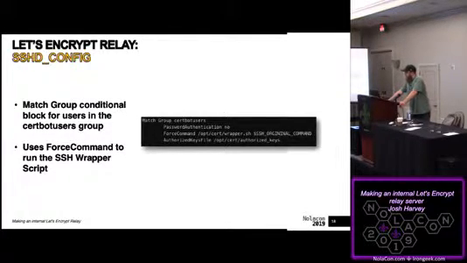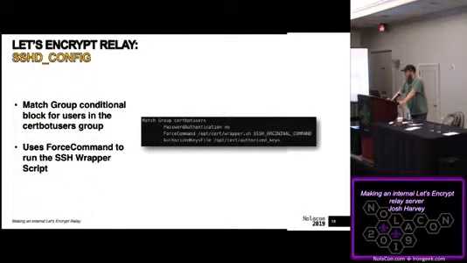We do this by adding a match group conditional block to the SSHD config. You can see we're defining 3 options inside of this match group. Password authentication. We already have the user's public SSH key. So we disable the option for passwords to be used. This also helps us control who has access to the relay and avoids us having to manage passwords.